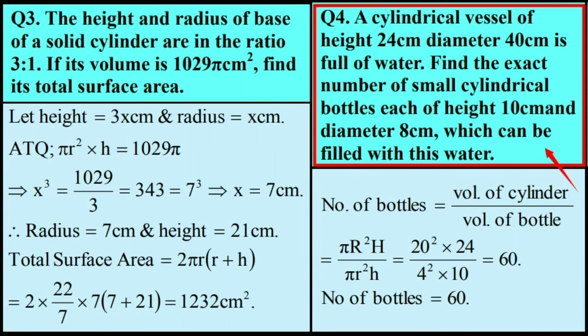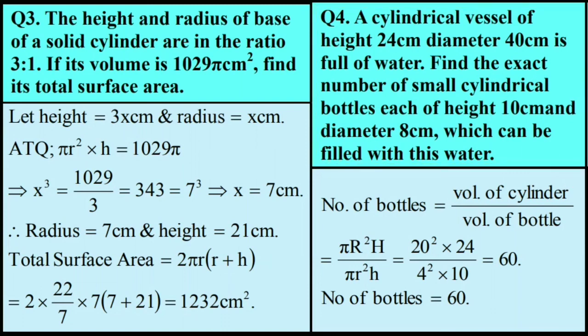The meaning of the question is, a big cylindrical vessel is there of height 24 centimeter and diameter 40 centimeter, and it is full of water. Some small cylindrical bottles are there, and they are identical, of height 10 centimeter and diameter 8 centimeter. Now the question is, how many bottles are required so that the water contained in the bigger vessel can completely be used to fill smaller identical cylindrical bottles?